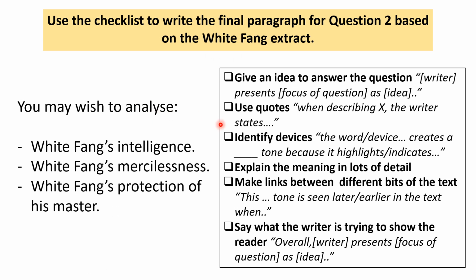You might want to think about these ideas. You might want to talk about White Fang's intelligence. You might want to talk about how White Fang seems merciless. And you also might want to talk about the attack as a protection of his master. Remember, the focus is to analyse the language, identifying the devices, the methods, the words, and explaining them. What tone does it create, and how do you know that? Okay, that's where you're going to get the marks, the analysis of language. So pause the video now and complete the final paragraph of question two.